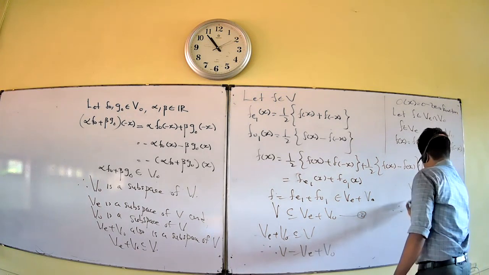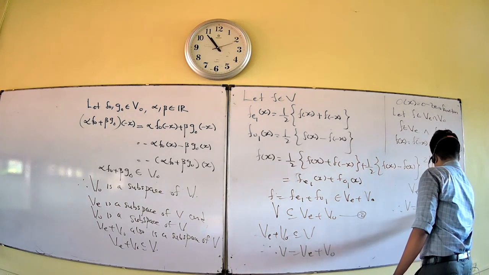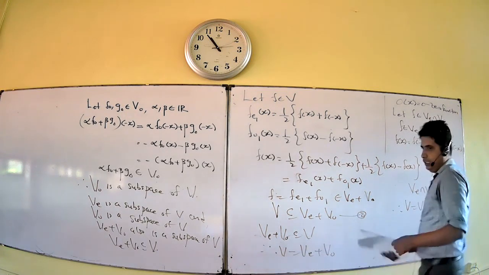Okay, therefore V equals V_E direct sum V_0. Okay, V_E direct sum V_0.